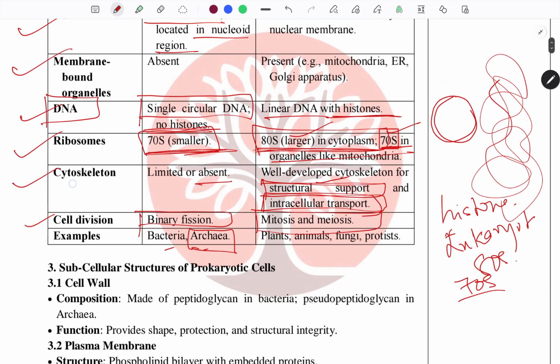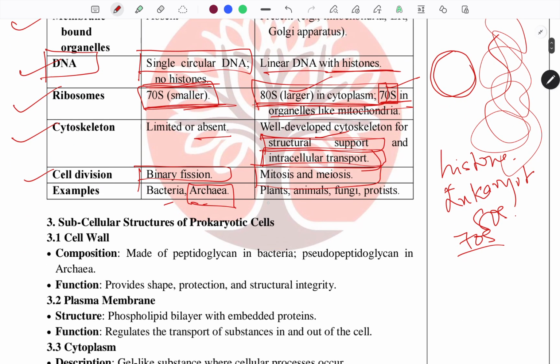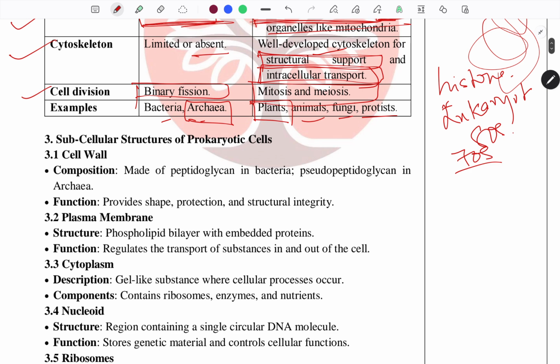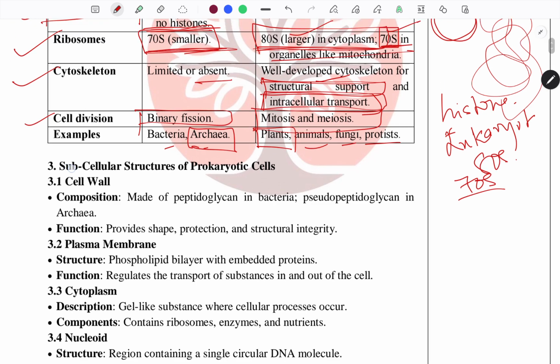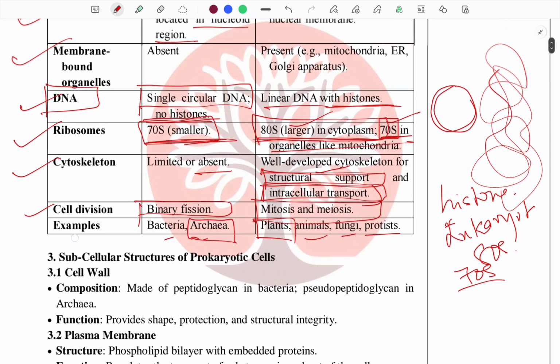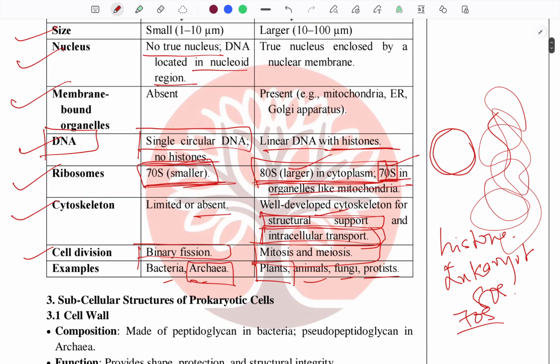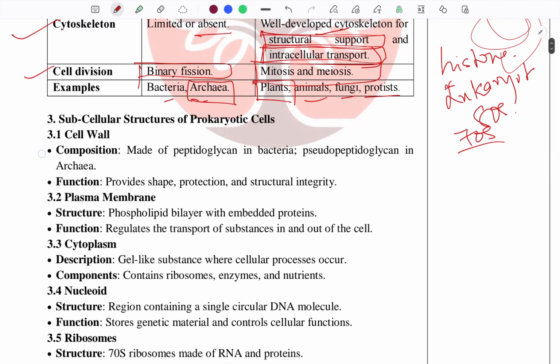extreme conditions. Examples of organisms which have eukaryotic cells are plants, animals, fungi, and protists. All these four groups come under eukaryotic organisms, and all these four groups of organisms have a eukaryotic cell.